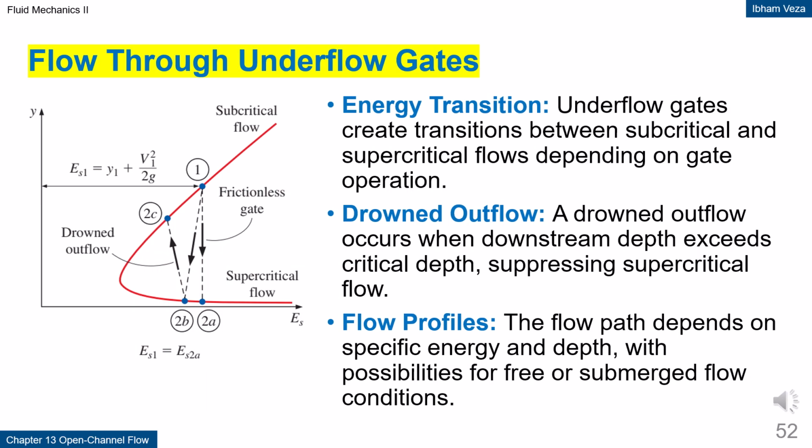Flow through underflow gates. Flow under gates can produce subcritical or supercritical conditions depending on the gate setting and downstream depth. If the downstream depth is greater than the critical depth, a drowned outflow condition occurs. In this case, the supercritical flow is suppressed and does not fully develop. The flow path is strongly influenced by specific energy and boundary conditions. This phenomenon is important in controlling water levels and discharge.